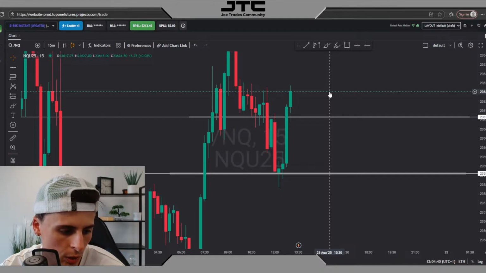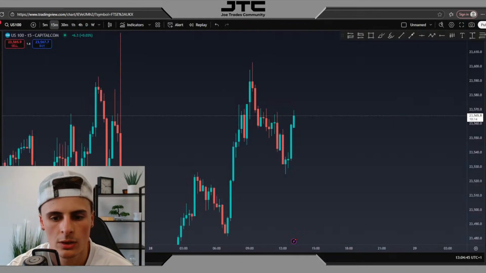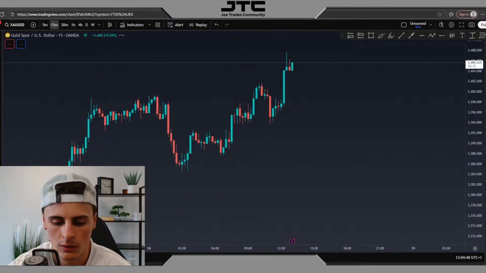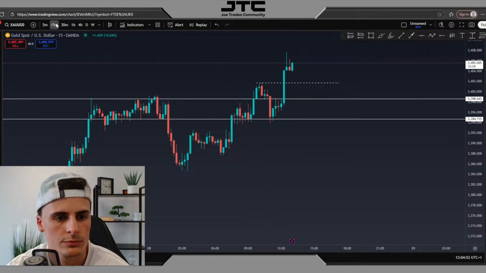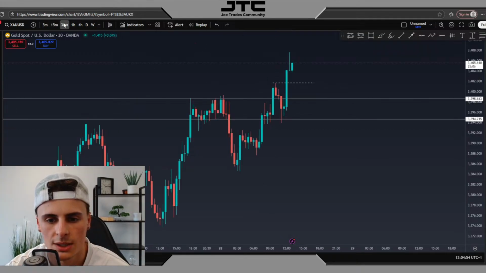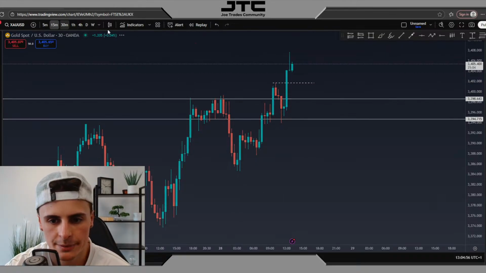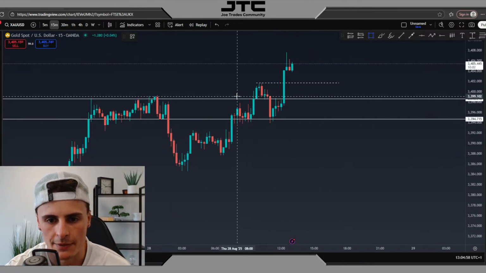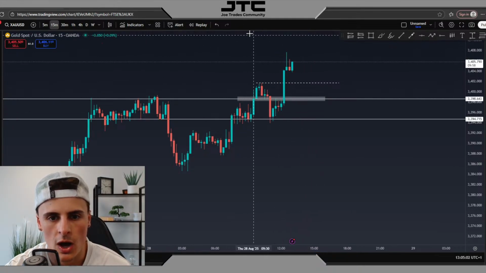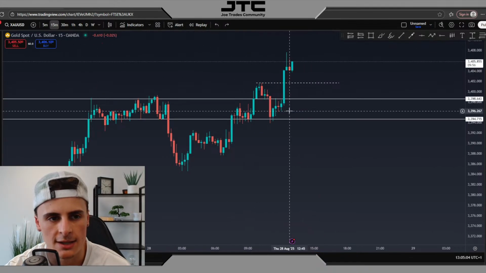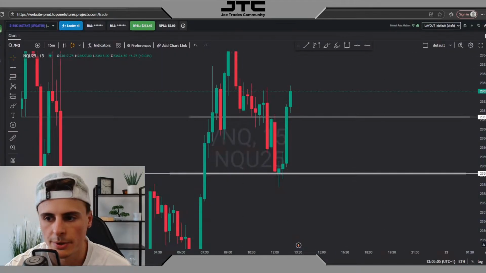Would a long on gold at 11 o'clock have been valid? It was in this range for me. I was waiting for a breakout of this range on gold. We got the breakout and then the push. So I actually didn't get an entry. I got an entry on Nasdaq today. But it could have been valid, yeah.